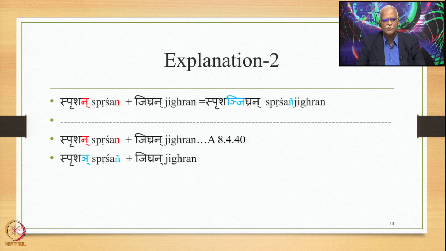Then the next one is sprashain jigrhan. This is the output. This is quite simple because we have sprashan and jigrhan as the input and we apply 8.4.40, which substitutes this na by ya, and so you have sprashain jigrhan. Because ja follows, stoshchunaschuhu applies and therefore we have ya, and this ya can go back to na, which is the input. And so we have sprashan plus jigrhan as two independent words, making sprashain jigrhan as the sandhi.